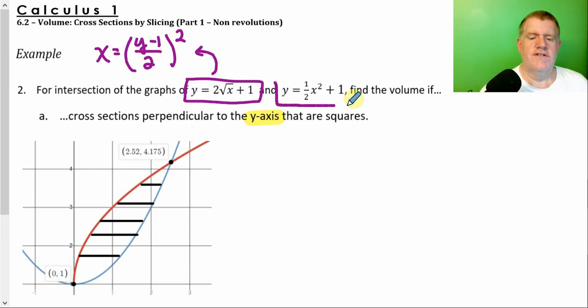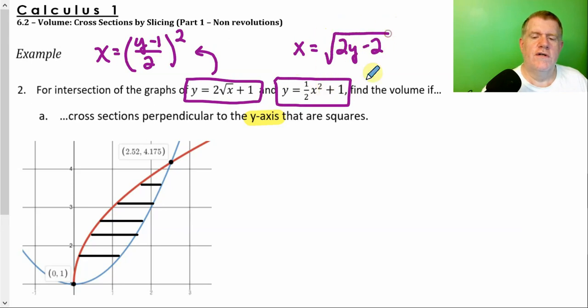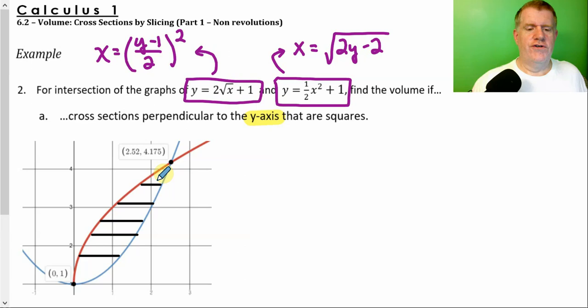And same with this, we've got to solve this one for x. So I have to subtract 1, then multiply by 2. So I will get 2y minus 2. And then x squared, the opposite of squaring, is that. So now we have two new expressions. They're the same graph, but just written differently. Because remember, if I'm looking for this distance, that's a horizontal distance. That's an x distance. So to find the x values, I've got to put them in terms of y.